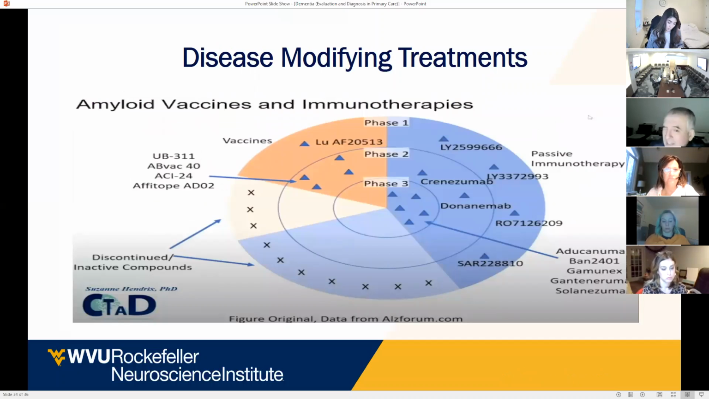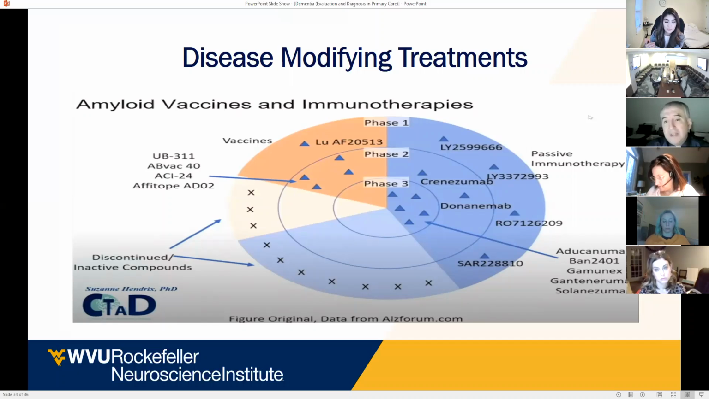I'm just going to talk a little bit about this one. This is the disease-modifying treatments. We have two types of disease-modifying treatments. All of them are at the research stage. It's not something that we're using in any kind of clinical scenario. There is nothing that is being prescribed.